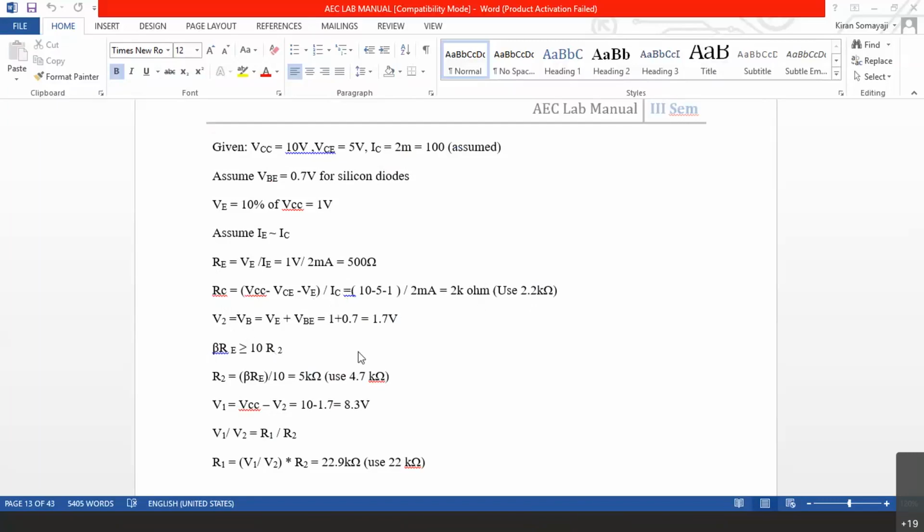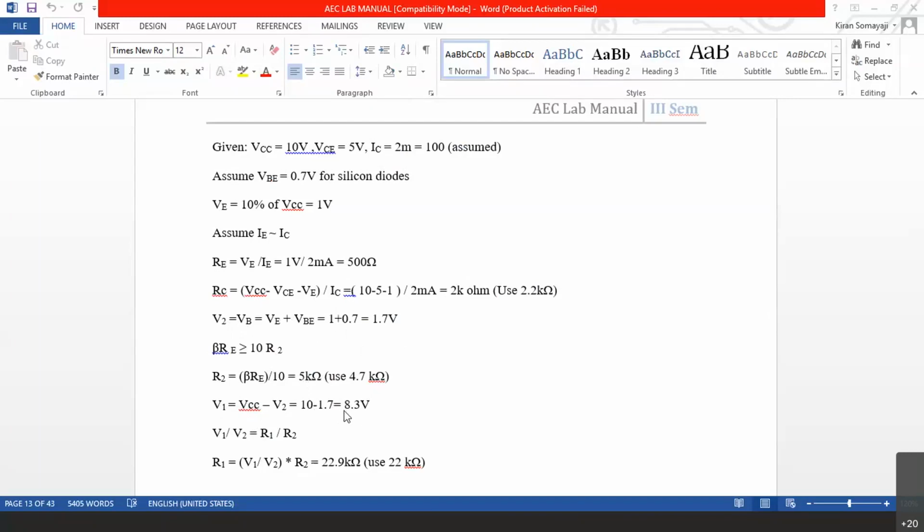Now, going for the approximate analysis, this you remember, right? Beta RE must be greater than or equal to 10 R2. Using that particular condition, we should choose R2 as beta into RE divided by 10. So we will choose R2 to be around 5 kilo ohms. Nearest standard value is 4.7 kilo ohms. Now, ignoring the IB, we can find out VBB or V2, that is VE plus VBE, 1 plus 0.7, 1.7 volts. Now we have this VBB or V2 is 1.7 volts. Using that, we can find out V1, that is VCC minus V2, 10 minus 1.7 is 8.3 volts.